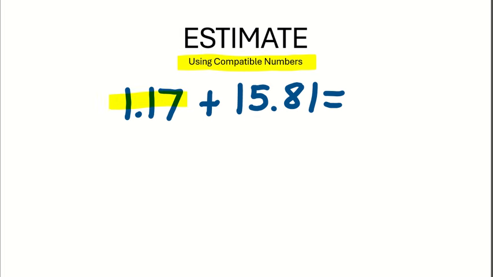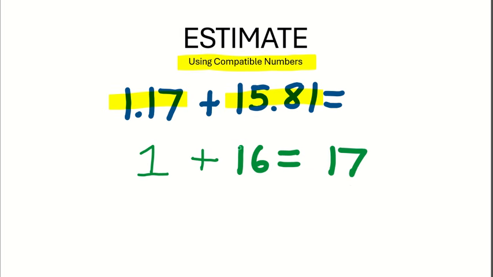$1.17. So is $1.17 closer to a dollar or $2? Well, we know that it's closer to a dollar. So we'll go ahead and turn that into a 1. And we're going to add it to $15.81. Is that closer to $15 or $16? Well, I know that it's closer to $16. So, in my head, it's very easy to do 1 plus 16, and 1 plus 16 is in fact 17. And what that tells me is the actual answer is going to be really close to 17.